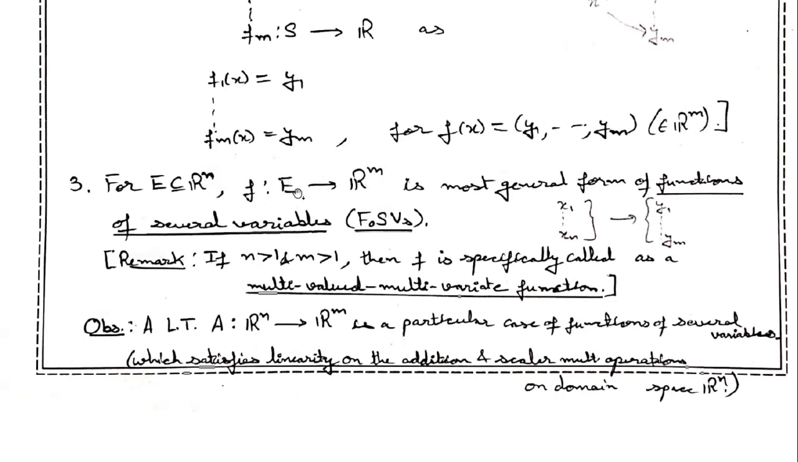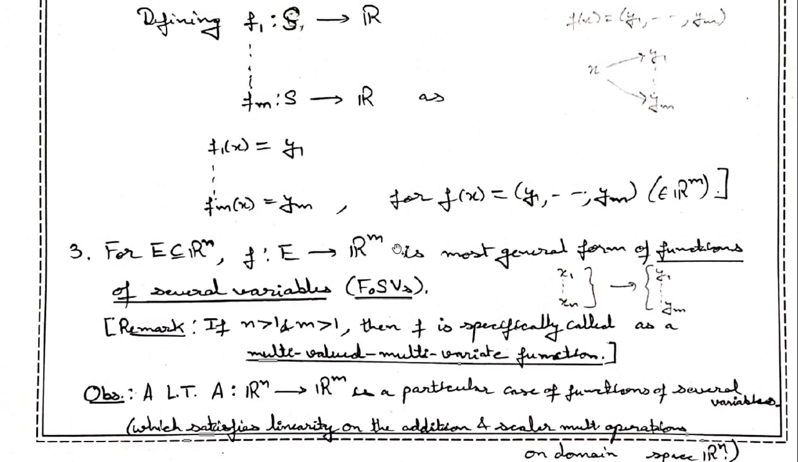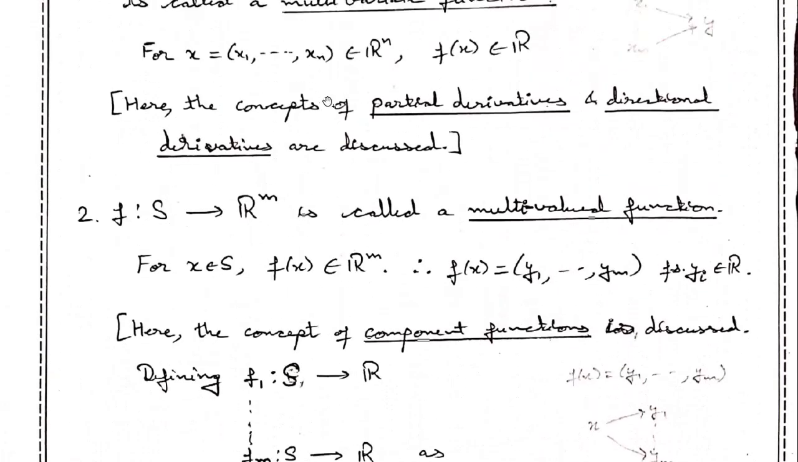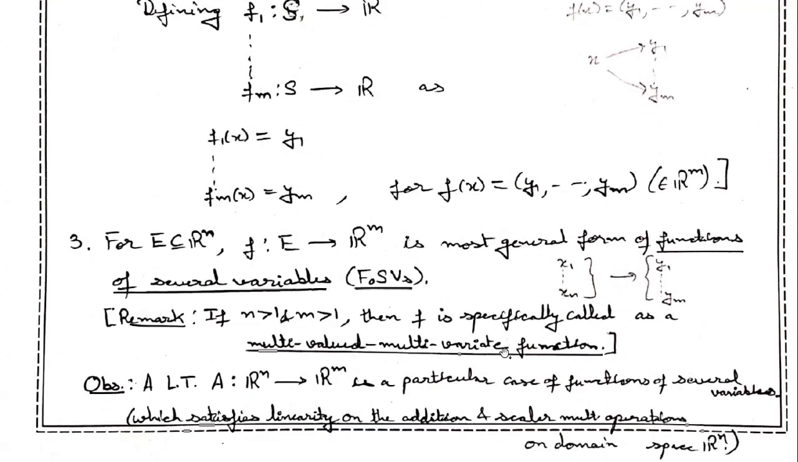Otherwise, this will be the simplest case, f from R to R, which we have already discussed in our basic differentiation concepts. We already know that. There is one more specific name for the case when n and m are both more than one. In that case, we call this function of several variables a multi-valued multivariate function. Multi-valued because m is greater than 1, and multivariate because n is greater than 1. The above two concepts are considered together here, and therefore this is called a multi-valued multivariate function.